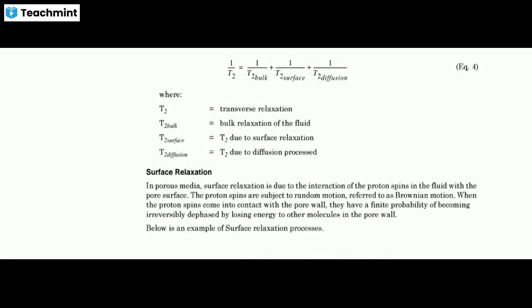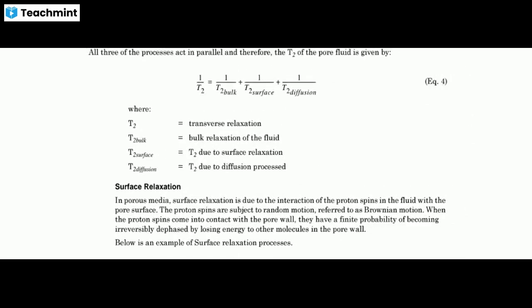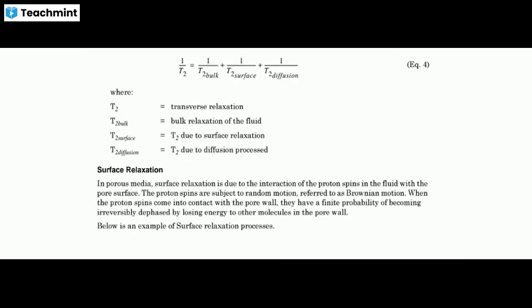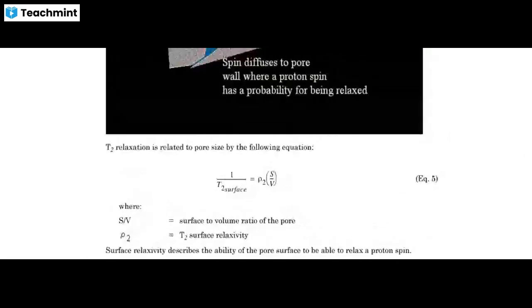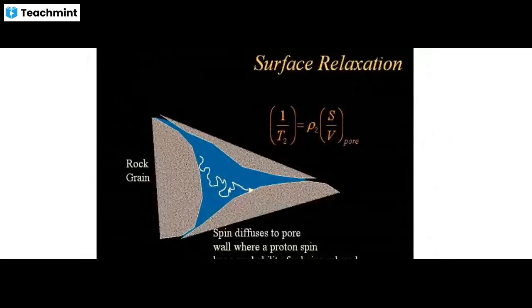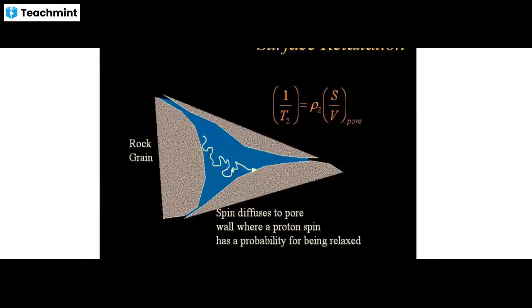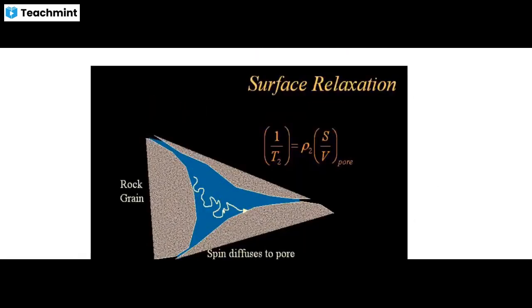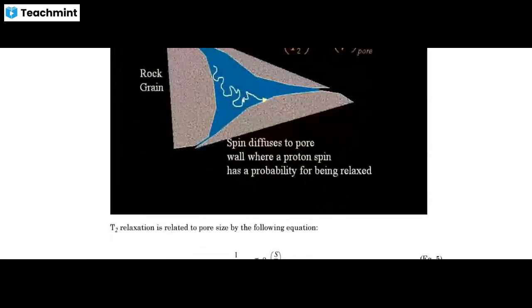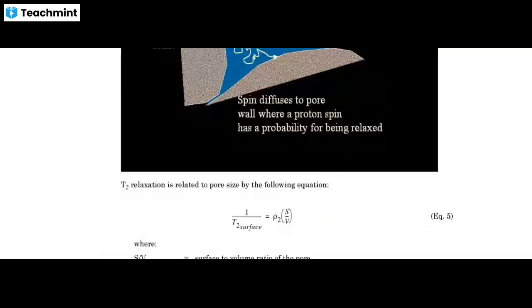So surface relaxation in porous media is due to the interaction of the proton spins in the fluid with the pore surface. The proton spins are subject to random motion, which is called Brownian motion. So that is the simple relaxation process we understood. So this is your surface relaxation. You can see here, spins diffuse to the rock grain pore wall, where a proton spin has a probability of being relaxed. The surface relaxation T2 is related to the pore size by the following equation.